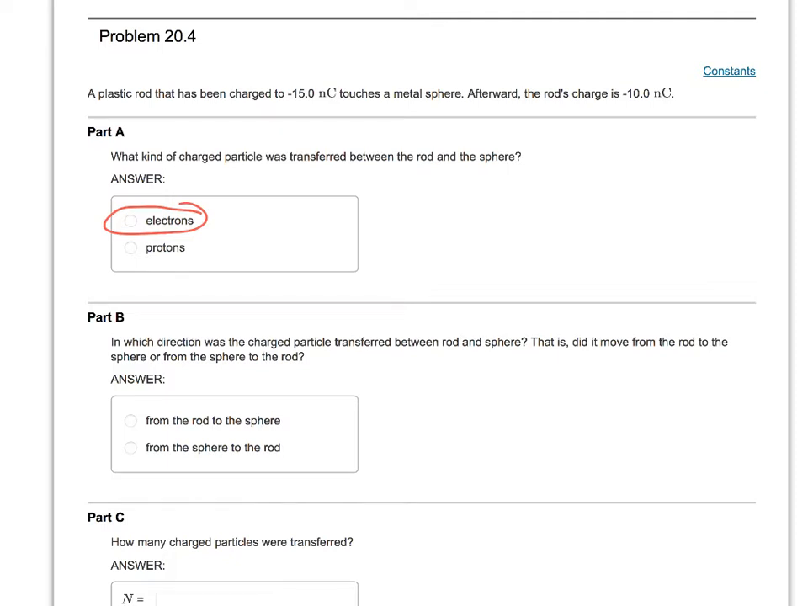So the rod started out with a charge of negative 15 and ended with a charge of negative 10, which means it has less negative charge than it initially had. And so that means that the electrons transferred from the rod to the sphere. Okay, that's what was transferring, was electrons. They went from the rod to the sphere in order for the rod to become less negatively charged and the sphere to become more negatively charged.